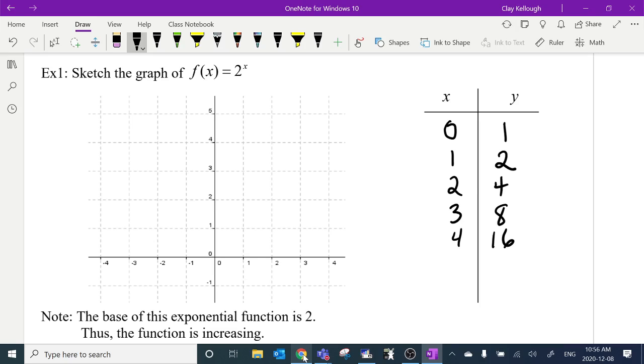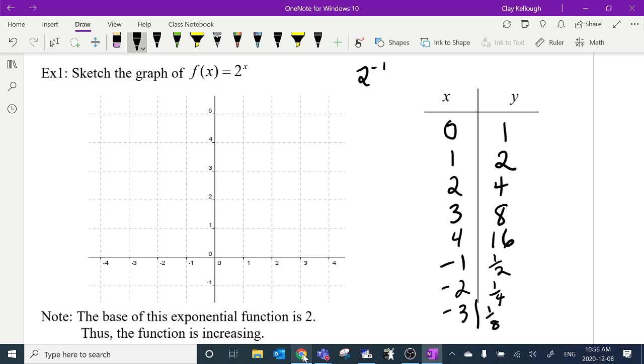But what if we were going the other way? What if x is negative 1? So I'm asking you, what is 2 to the negative 1? And remember, we looked at this the other day, that does not make negative 2. It makes a reciprocal. It makes 1/2. What happens when x is negative 2? I get a quarter. What happens when x is negative 3? I get 1/8.